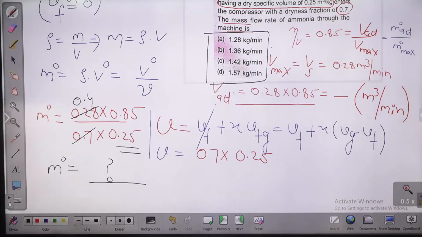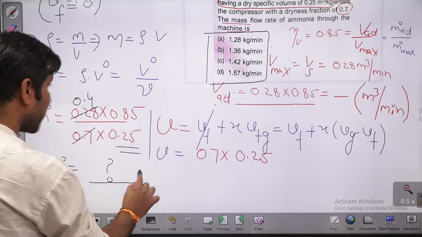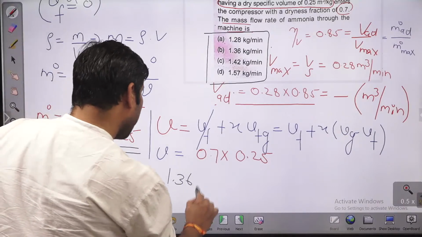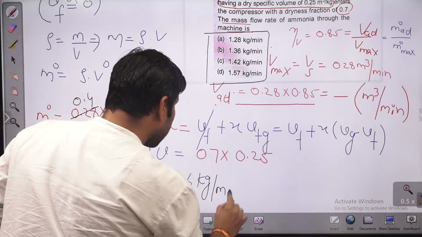Okay, getting any answer guys? Yes, so the answer for this question is 1.36. Okay, 1.36 is the answer for this question guys. 1.36 kg per minute. Okay, so this is the answer for this question.